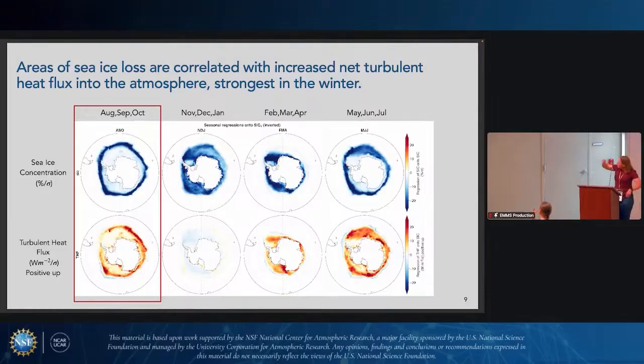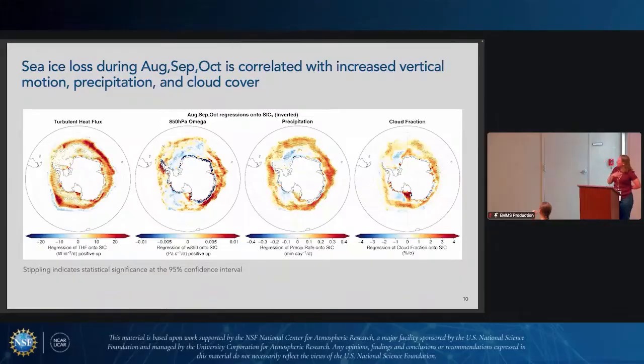Besides turbulent heat flux, we can look at other atmospheric variables of interest. In this case, we're looking at turbulent heat flux on the left, then 850 vertical velocity, precipitation, and then cloud fraction all the way on the right. These are the same grid point by grid point regressions onto loss of sea ice. So you see that in addition to an increase in turbulent heat flux going from the ocean into the atmosphere, you also see areas where there's an increase in vertical velocity, an increase in precipitation, and an increase in cloud fraction.